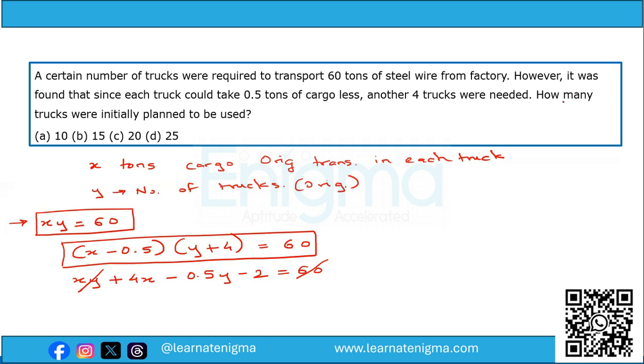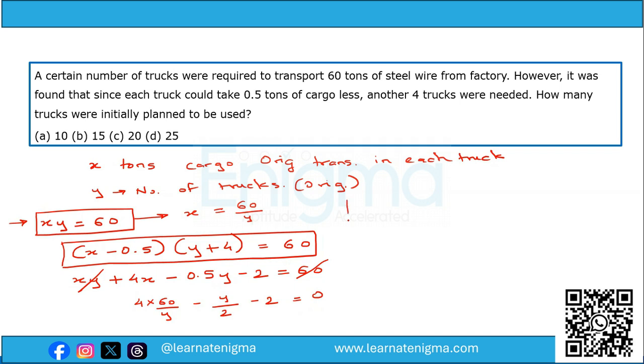Now we want how many trucks were initially planned to be used. That means we want to find the value of y. So therefore, from the first equation, we'll get the value of x in terms of y. So x is equal to 60 upon y. So let's substitute that. So we have here 4 into 60 upon y minus 0.5y. So I'll write it down as y upon 2 minus 2 is equal to 0.